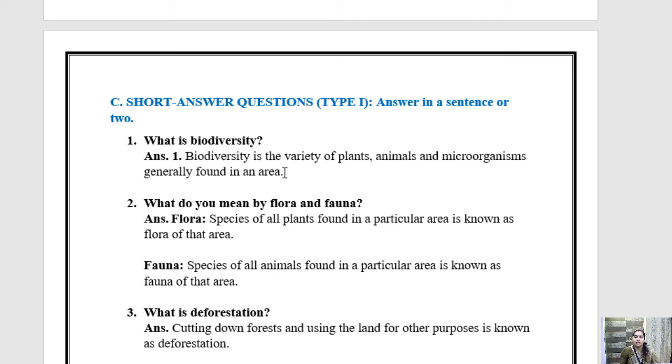Alright. Question number 2. What do you mean by flora and fauna? So flora refers to plants and fauna refers to animals. Alright. So what is flora? A species of all plants. Flora is something related to flower.